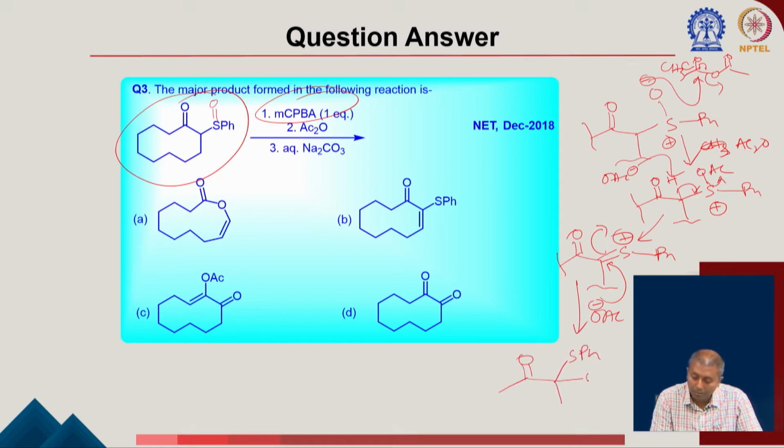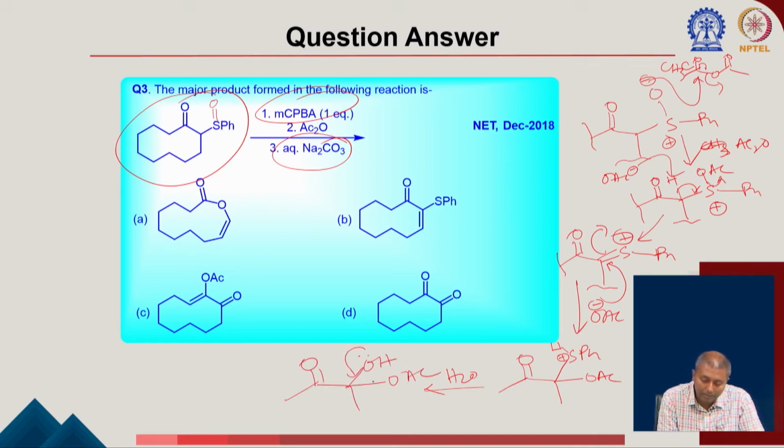And if you remember, once you have this species, there will be a protonation plus another acetate, and I think you are going for aqueous sodium carbonate. So, the water can attack here to take you to some species like this, and that can finally form the corresponding diketo compound.